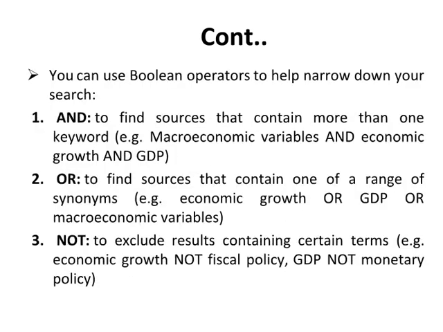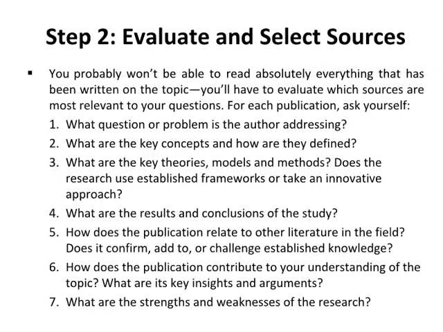You can use Boolean operators to help narrow down your search. One is AND, to find sources that contain more than one keyword, for example macroeconomic variables AND economic growth AND GDP. Two is OR, to find sources that contain one of a range of synonyms, for example economic growth OR GDP OR macroeconomic variables. Three is NOT, to exclude results containing certain terms, for example economic growth NOT fiscal policy, GDP NOT monetary policy.